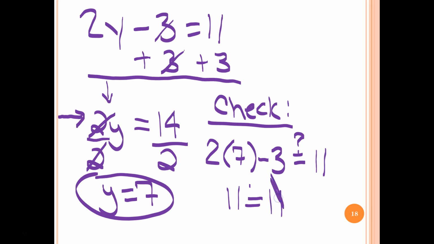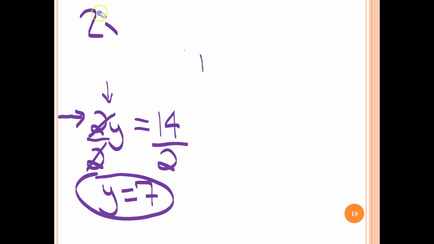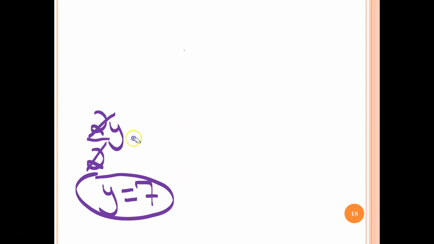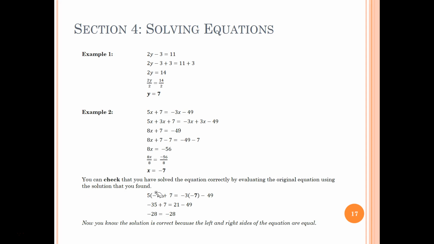All right, now let's take a look at another example. Just bear with me for a second as I clean this up. And as we move on to one of the other examples. So now let's take a look at this next example, example 2. Here we have 5x plus 7 equals negative 3x minus 49.